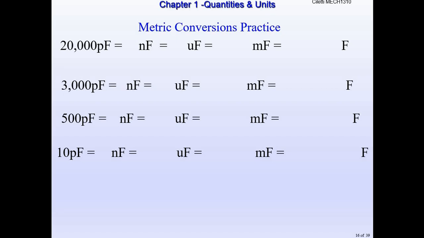So pico to nano is what? 3 units, so we move the decimal place 3 places. That 20,000 now becomes 20 nanofarads, which is 0.02 microfarads. We had to move it 3 more places, and then 3 more places to get it into millifarads, and then 3 more places to get into farads. So that's a really, really small number. Although that's a decent amount of capacitance, and that will shock you very good, it is a very small number in farads.